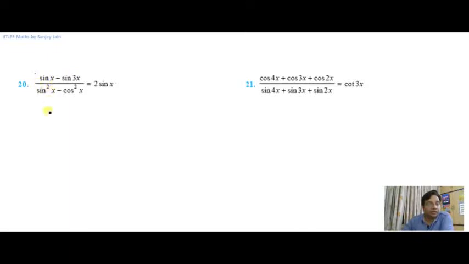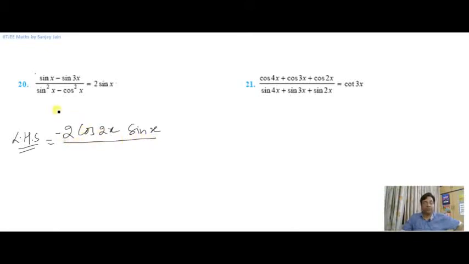In this question, I have got the left hand side is sin x. The numerator is sin C minus sin D. So I will write it as 2 cos C plus D by 2, that is 2x, sin C minus D, that is x minus 3x, minus 2x, by 2 will become minus x. So sine of minus x is minus sin x. So let me write this minus sign here. So this is the numerator.